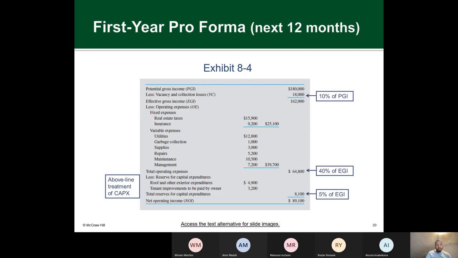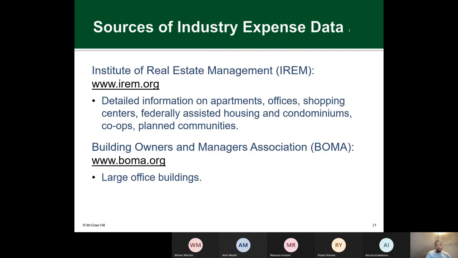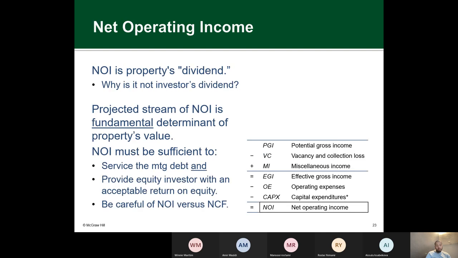And then this is just a formula again. Now, our net operating income, that is a property's dividend. So the dividend is money you are getting back because you own something. Now, it's not an investor's dividend because naturally, as an investor, you're distributing money in other places. This is just what you get, and then you can use it for whatever you want. The projected stream of net operating income is what we use to determine the value of the company or the product or the building.